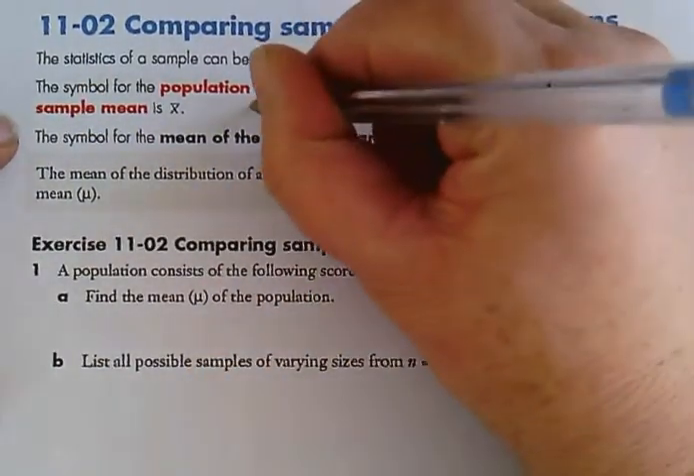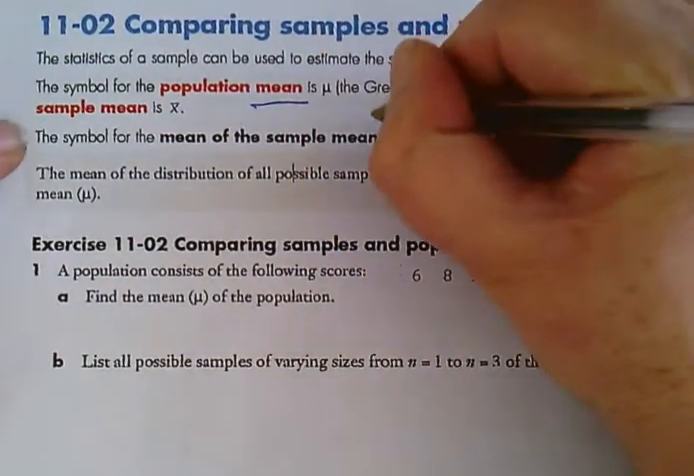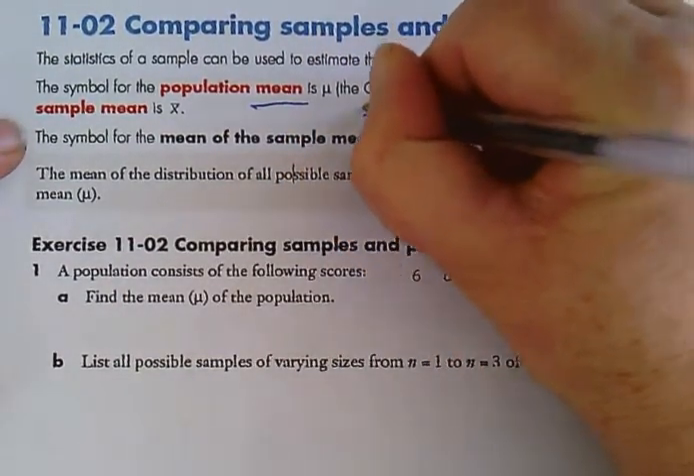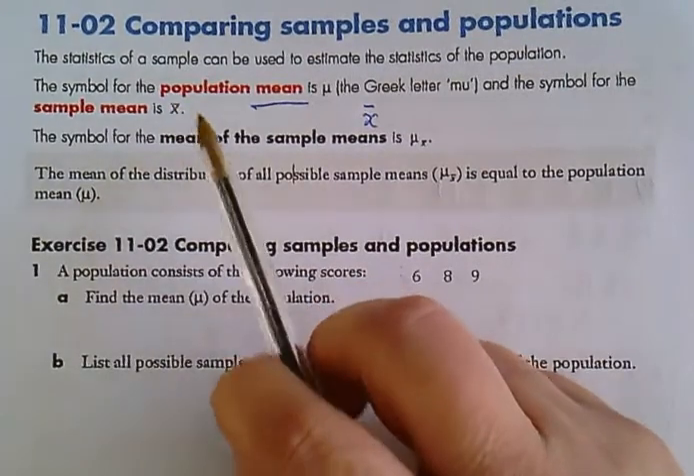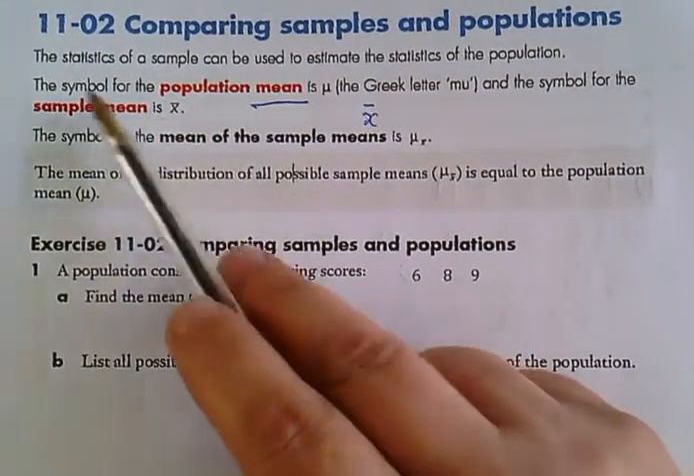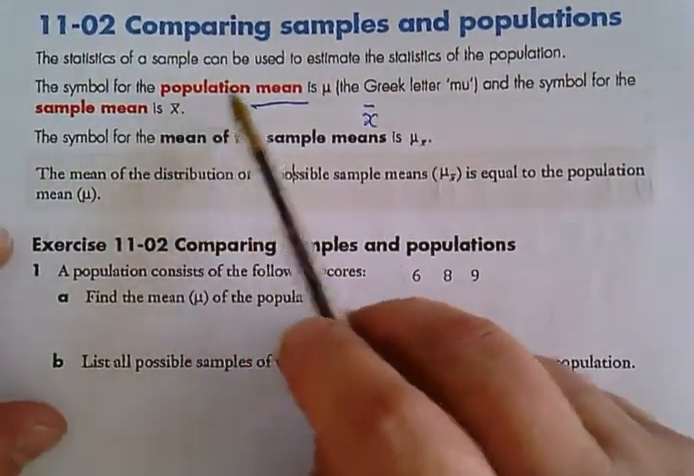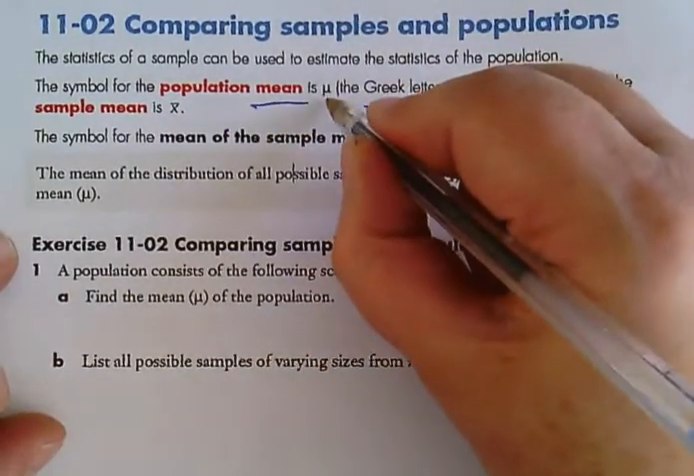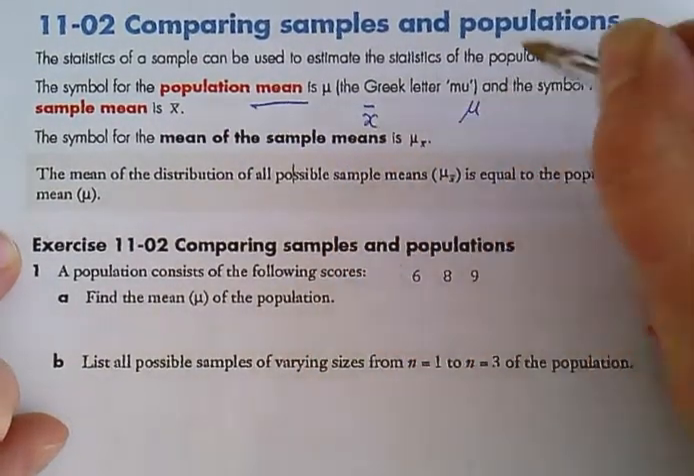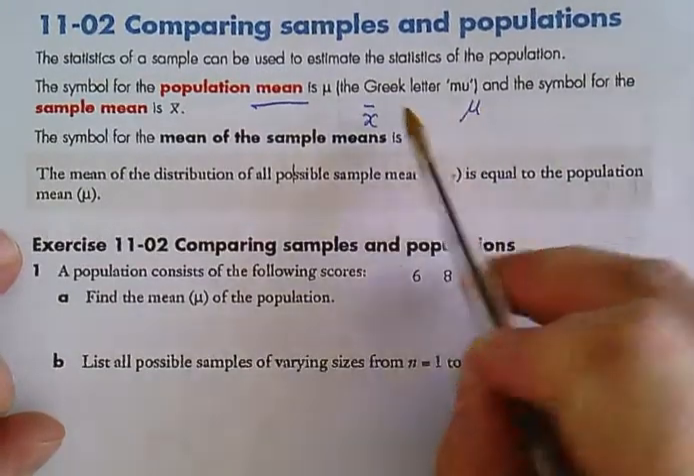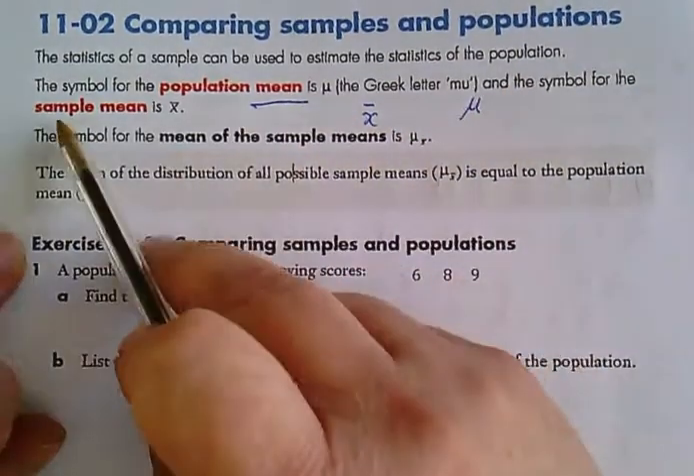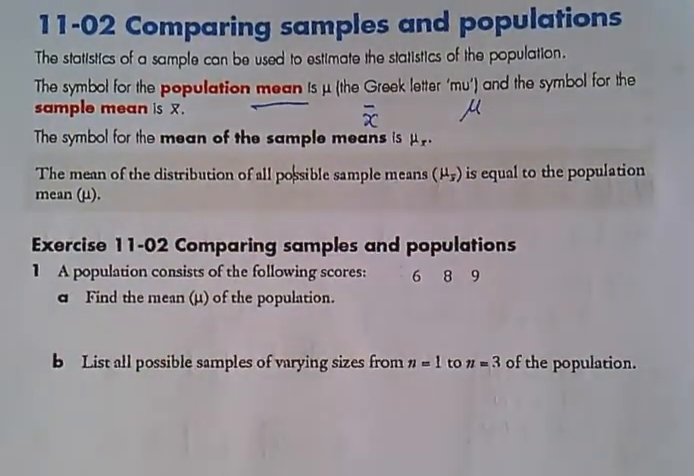Now, mean. Girls, I know that you've seen that mean is this, X bar. But there is a new symbol that we need to know. The symbol for the population mean is called mu. It looks like that. And the symbol for the sample mean is X bar. So every time you've seen mean before, X bar, that's sample mean.